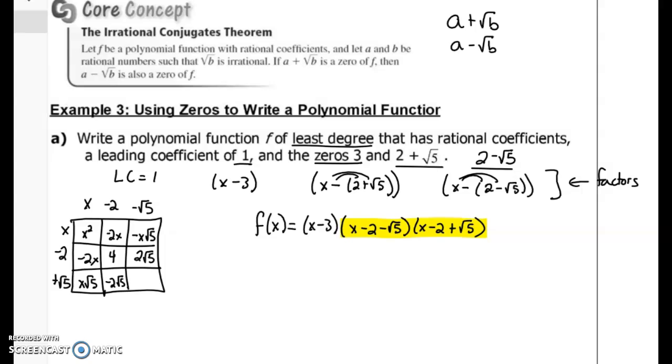And now this is a little funky. When you have negative square root 5 times positive square root 5, you get a negative and then the square root of 25, which is 5.